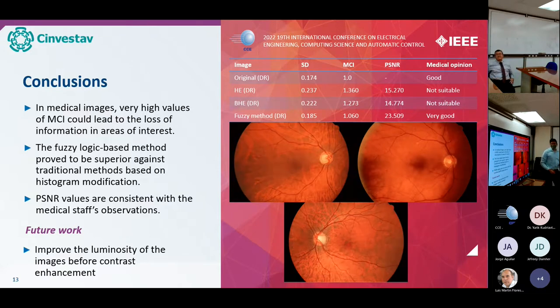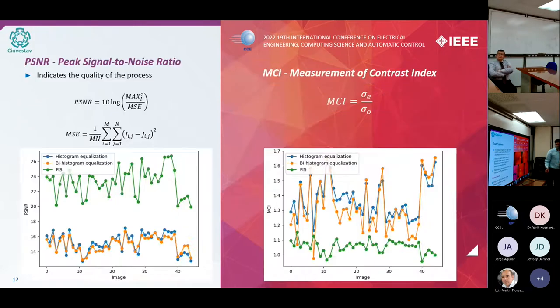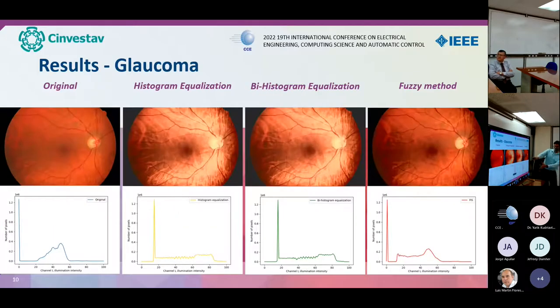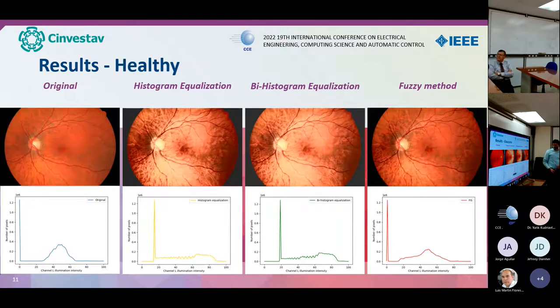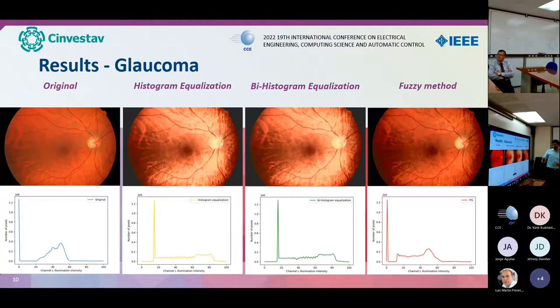As a conclusion, we have that in medical images, very high values of MCI could lead to the loss of information in areas of interest. As we can see for glaucoma, the optic nerve is practically white, and we can't see the details in this part. With our method, we don't have this case. It improves the contrast, but we still can see all the physiognomy of this part.